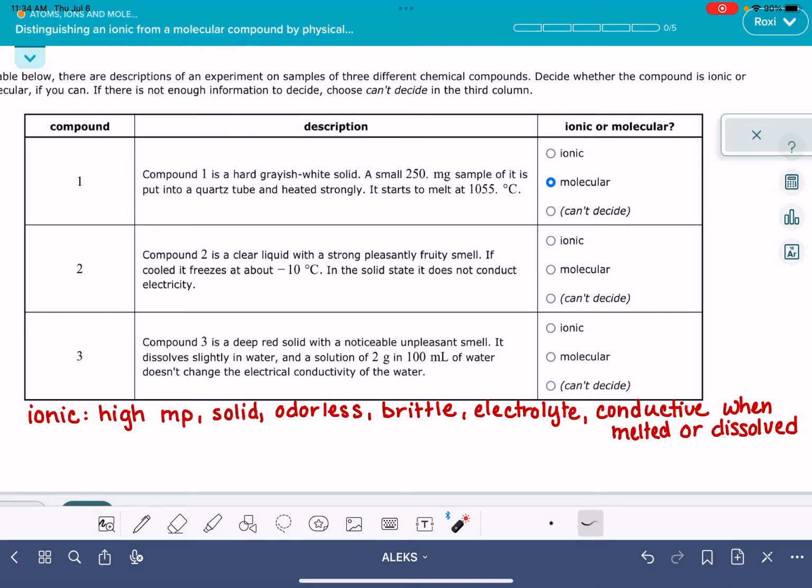In this video, I'll give you some tips for solving the ALEKS problem called distinguishing an ionic from a molecular compound by physical properties. This problem is going to describe 3 different compounds, and it asks you to classify the compounds as either ionic or molecular.